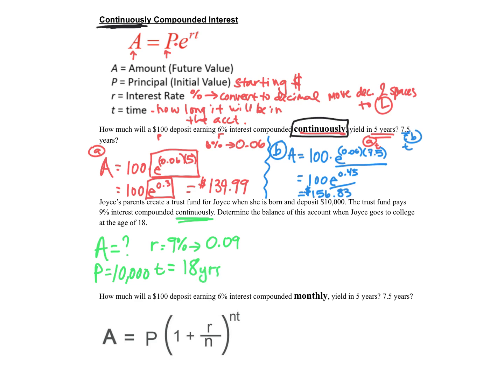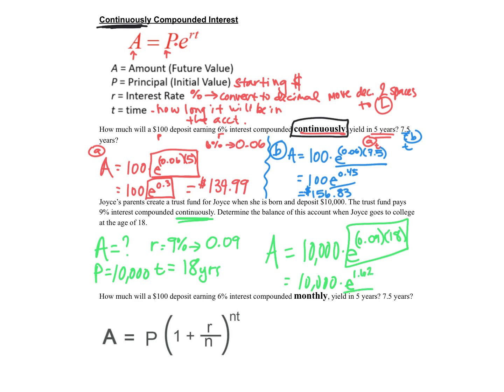So let's set this up. A equals, what's P? 10,000 times e. e's a number, so we're going to keep e there, raised to the rate, 0.09, times 18. Okay, we're going to do this part first in our calculator. So that gives us 10,000 times e to the, what's 0.09 times 18? Looks like 1.62.